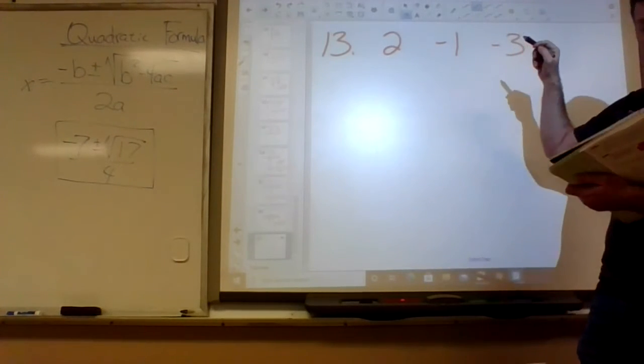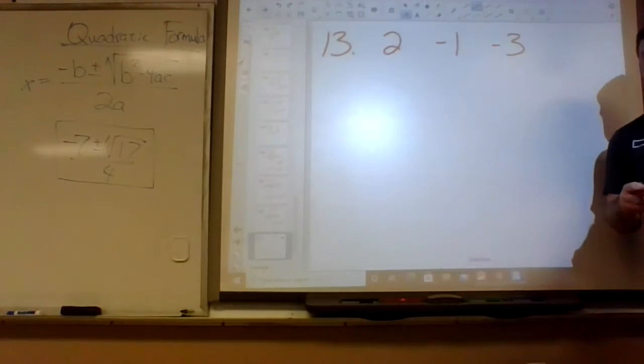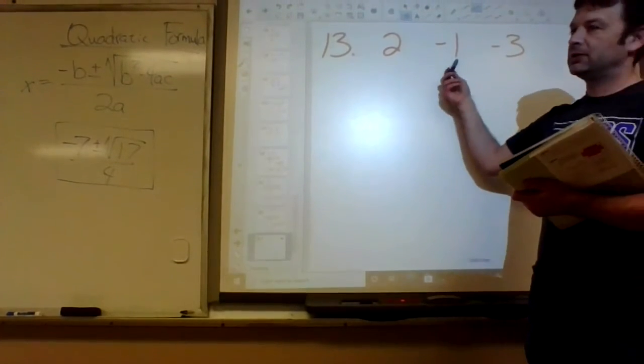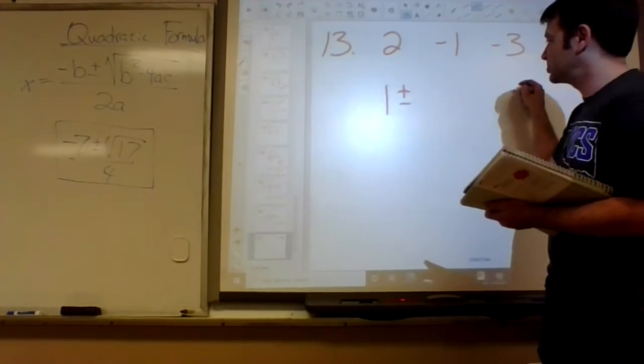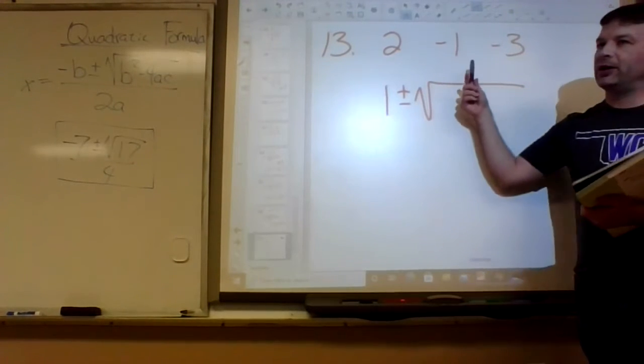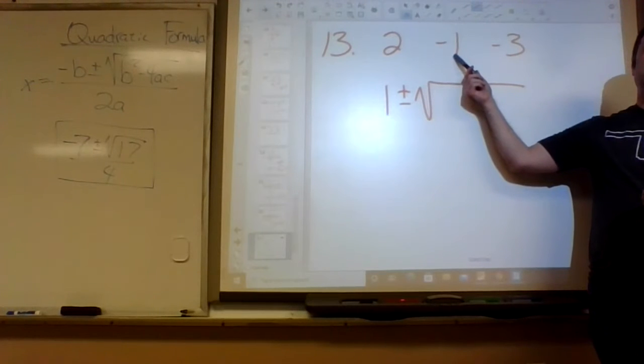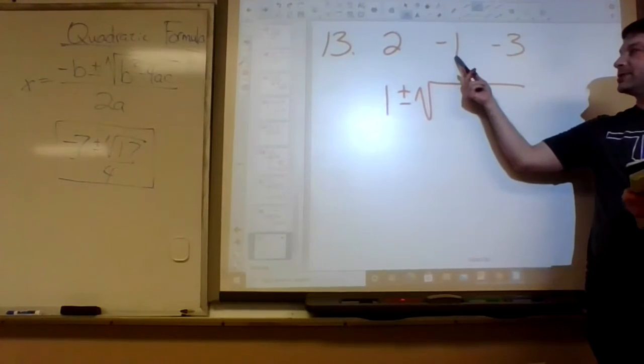Negative 3, right? 2, negative 1, negative 3. So what is negative b going to be? Positive 1, plus or minus the square root. This is where our calculators might fail us. Is everybody paying attention? I want a bunch of wrong answers because of this.